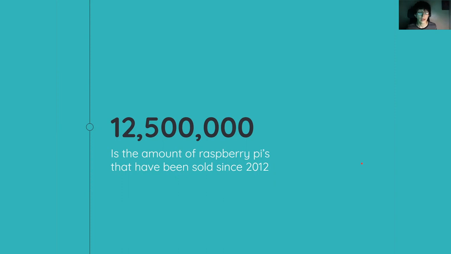12,500,000 is the number of Raspberry Pis that have been sold since 2012, when it was born. That's a lot of Raspberry Pis out there. This is what I like about it. There are so many out there. People are using it, making products, making projects, and they all share their experiences on the internet.